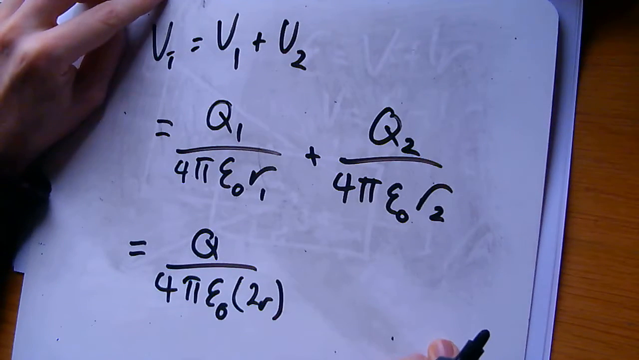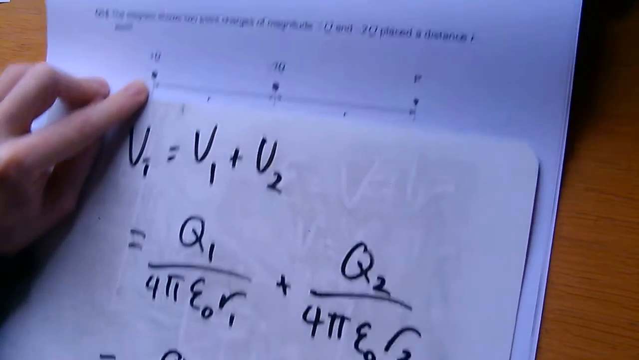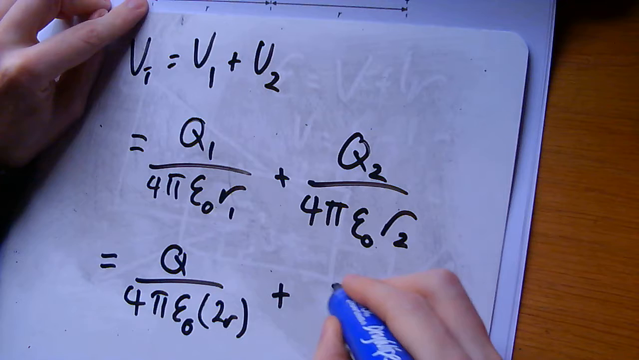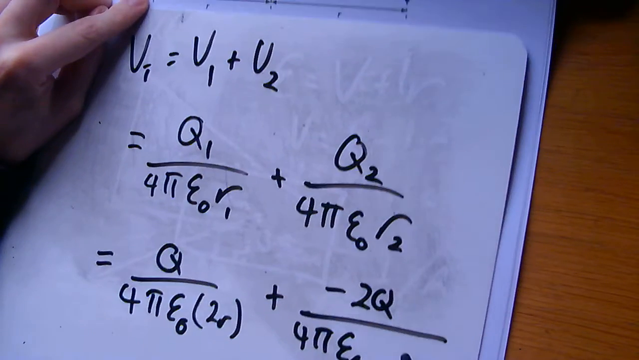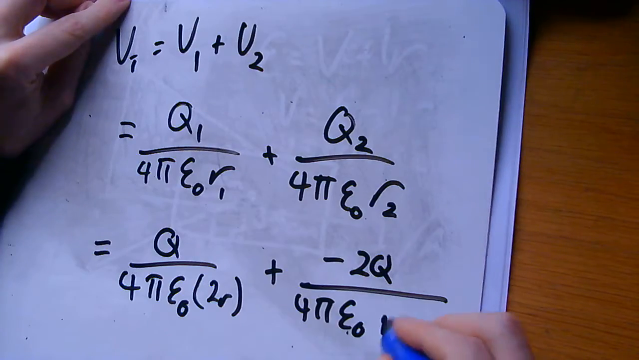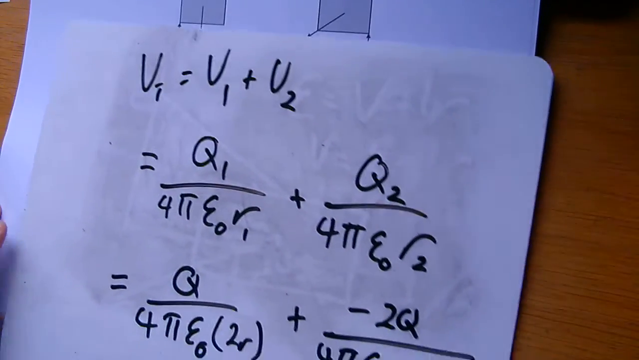And then we're going to add the second charge, which you'll notice is minus 2q. So we're going to stick minus 2q there. And then we've got 4 pi epsilon naught, and we've got to stick in the distance, which of course is just r. So at this stage we just need to thrash out the algebra.